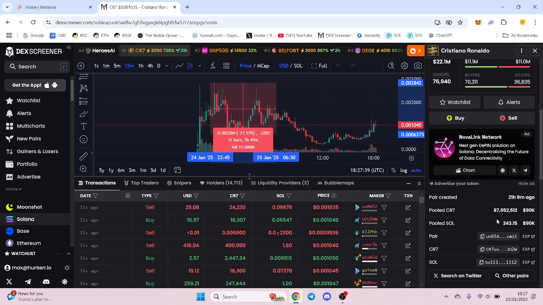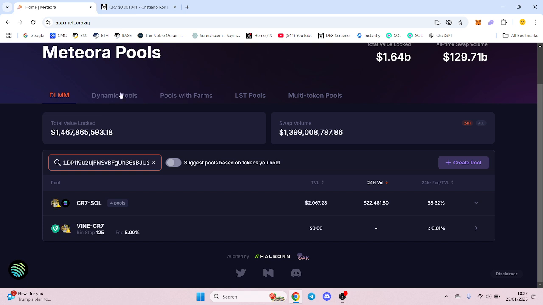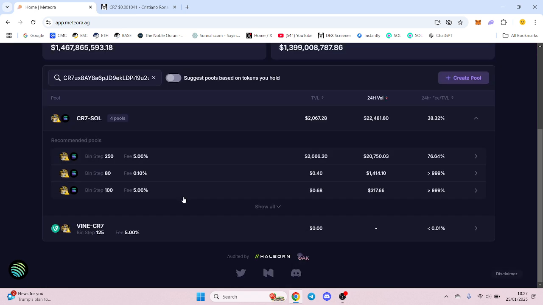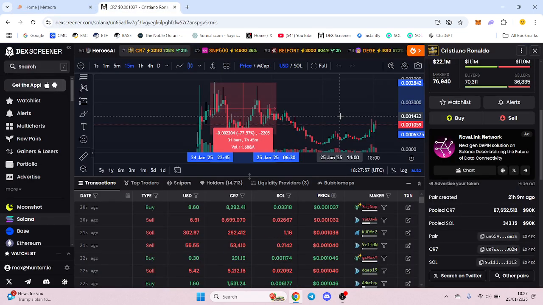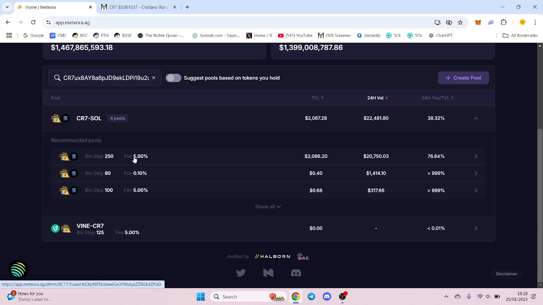So we can take example of this token. Let's just copy that and put it into here. So typically, the newer the token, this is the best rule, the newer the token, the higher the fee and the higher the bin step, simply because you don't want to go out of range. Now, this is actually pulling in quite a good amount of volume. It seems like it's a bit of a dead token unless there's some hype or something coming in, but a 5% fee with a TVL of 2000 is bringing in a good amount.